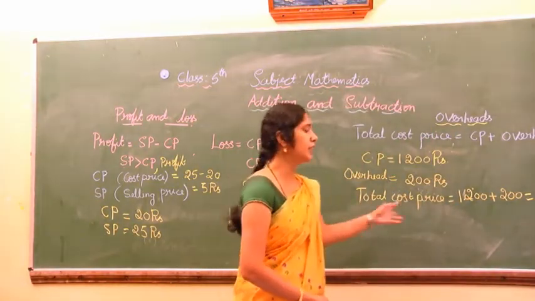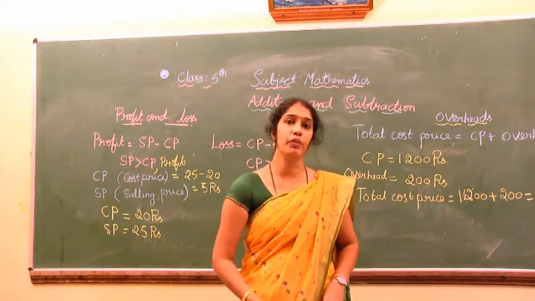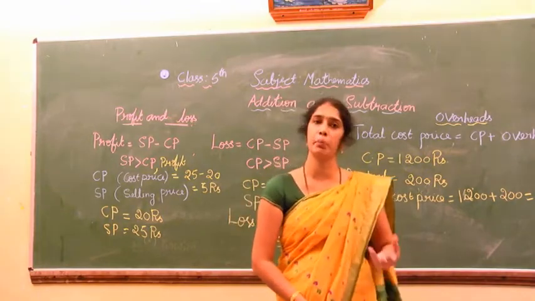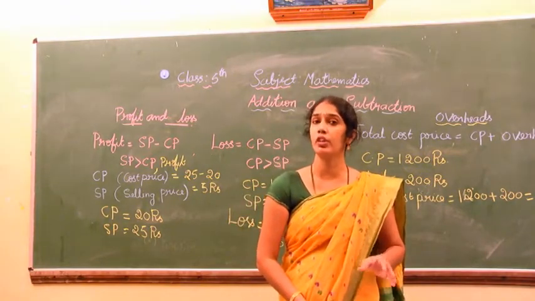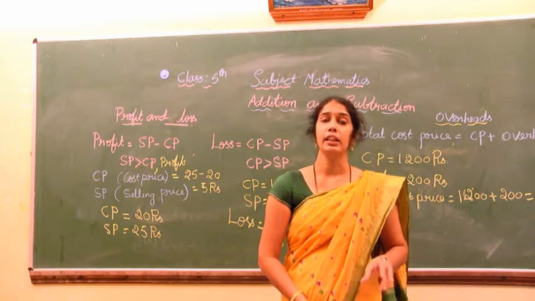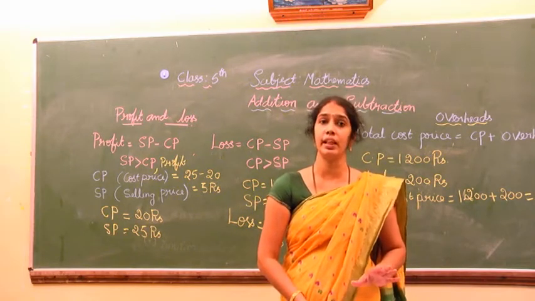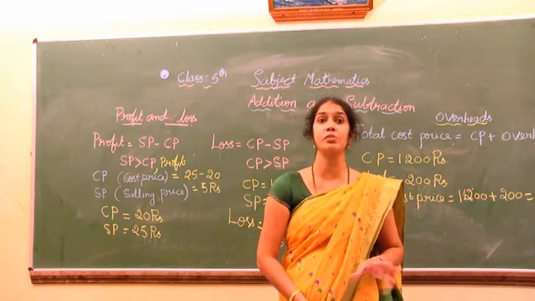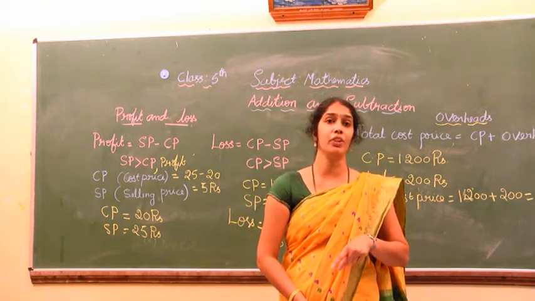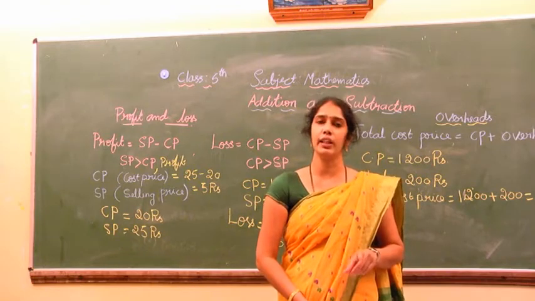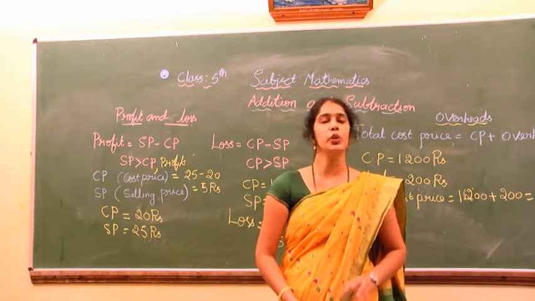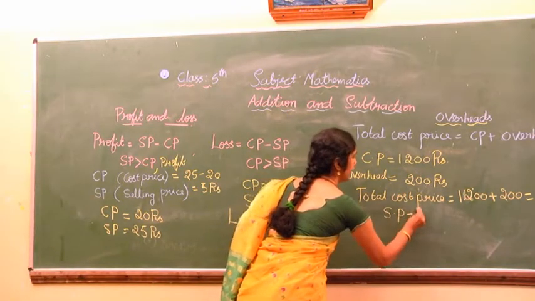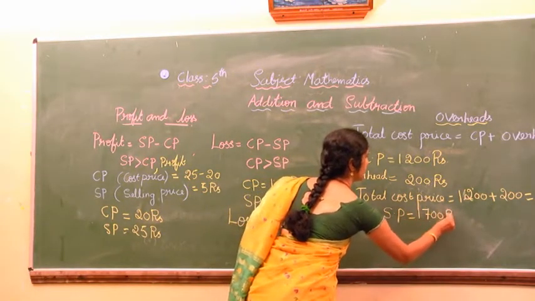And afterwards, what will you do? You will tell your friend that I am having one cycle. If you want to buy that, you can buy. And you will tell him the cost of that cycle is 1800 rupees. Seeing that the cycle is attractive, your friend agrees, but for 1700. He will not agree for 1800. He will tell that I will give you 1700. You agree. Okay. So then your selling price is 1700 rupees.